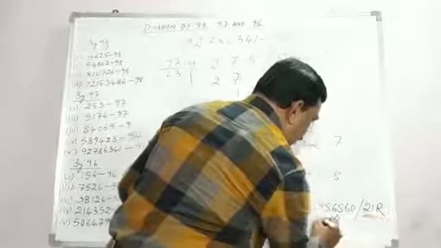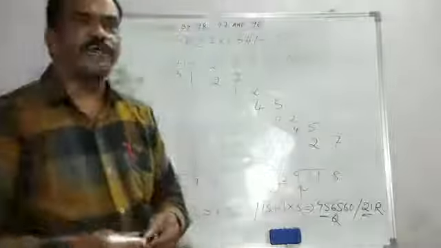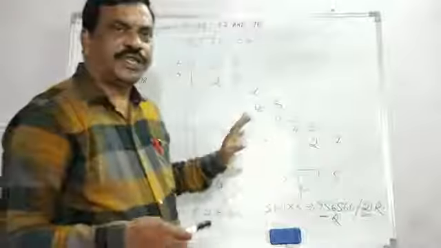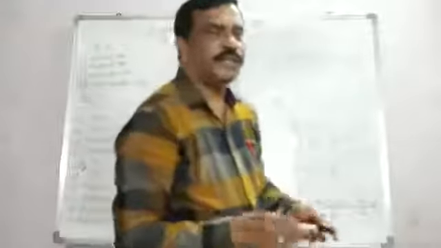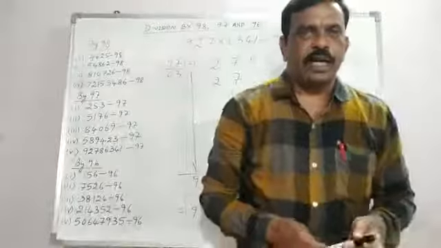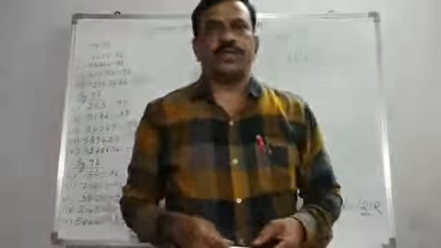So this is how we get answers very fast by this Nikilam division method. We can get the answer within 5 to 10 seconds. I hope you followed the procedure.